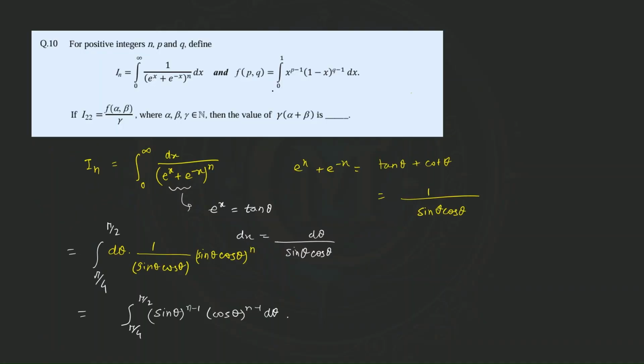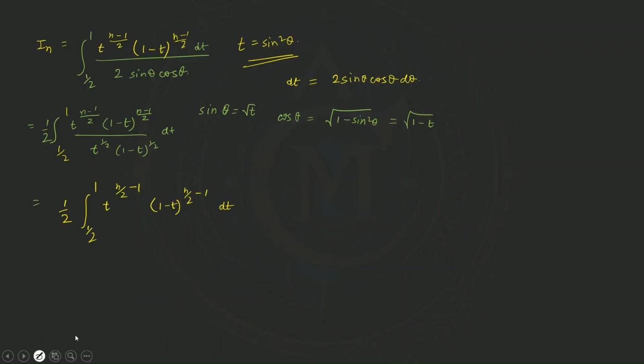Okay, but in the f of pq format we have these limits as 0 to 1. Now we have to relate the limits. So we have to equalize the limits first. So let us first take this function, t to the power n by 2 minus 1, 1 minus t whole to the power n by 2 minus 1. Let's say this is f of t.